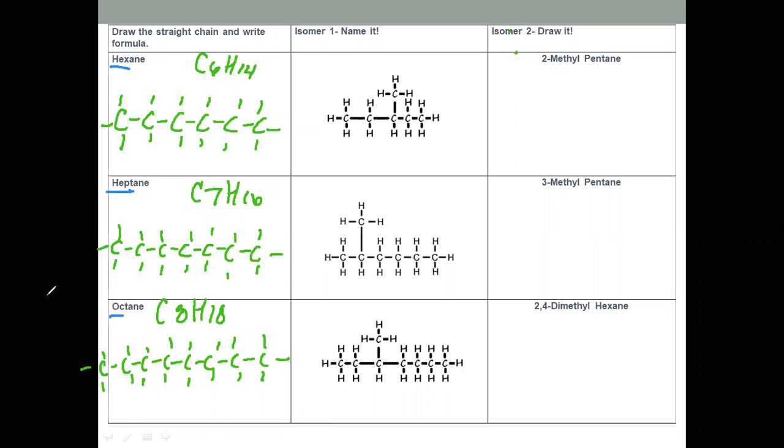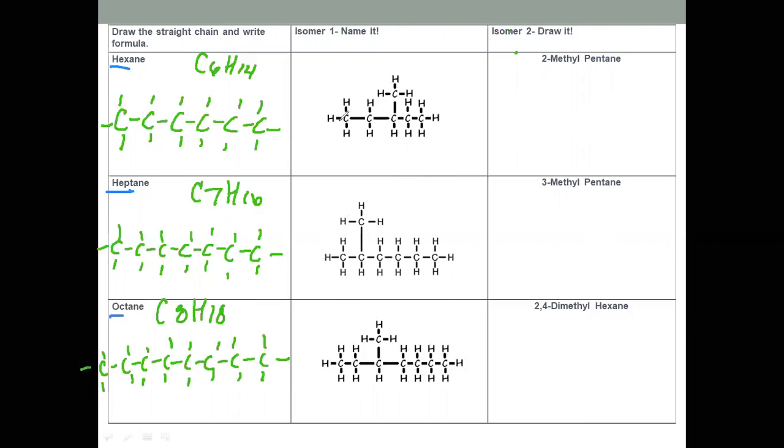So normally, if we were in class, I would have you just practice drawing them however you want and naming them from there. But since I can't see what you're doing, I'm just gonna have you name these in this column, and in this column, draw them from the name. Okay. So if you want, you can push pause. Otherwise, I'll just go through the naming right now.